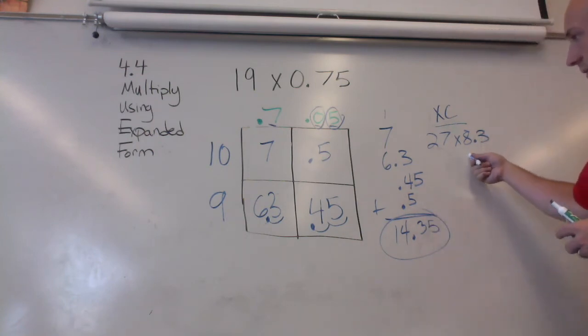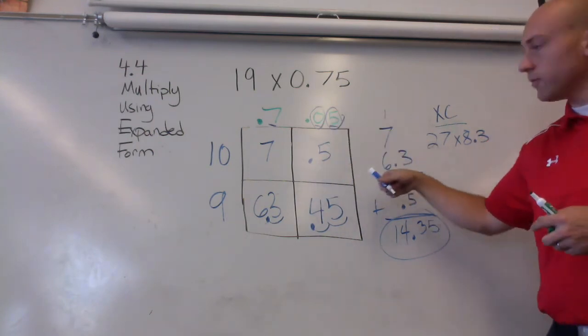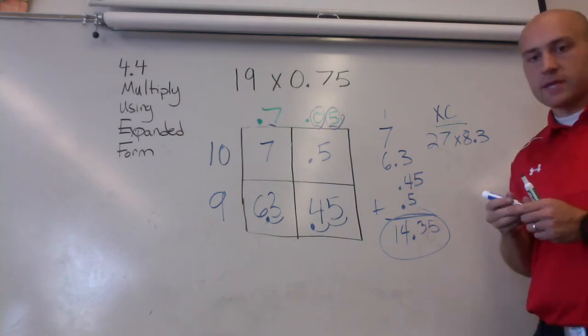And here's your extra credit problem. Do it like this in expanded form. So 27 times 8 and 3 tenths.